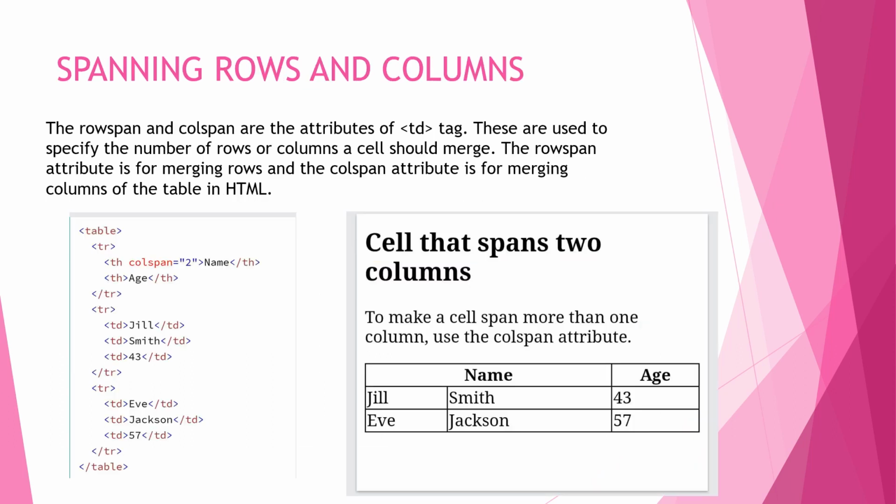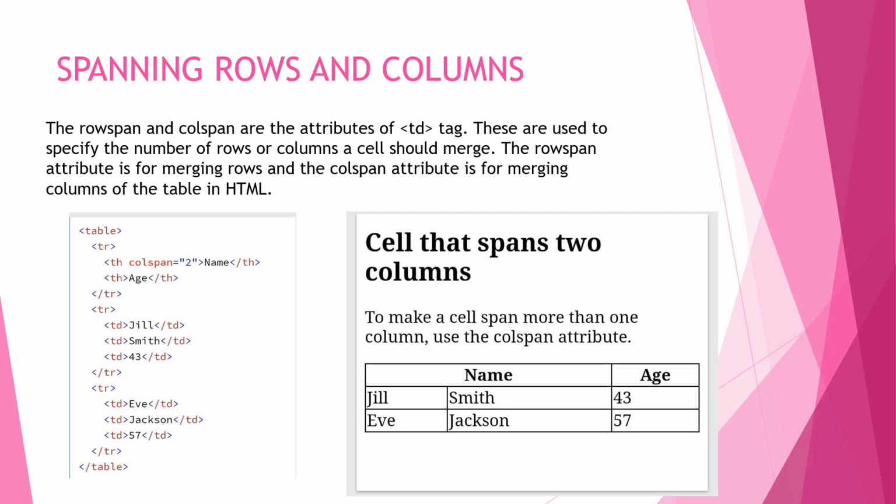Spanning rows and columns. The rowspan and the colspan are attributes of the table data, that is the td tag. They are used to specify the number of rows or columns a cell should merge. The rowspan attribute is for merging rows and the colspan attribute is for merging columns of the table in HTML. The example here is given with the name and the age. For merging the name, we have used two rows.